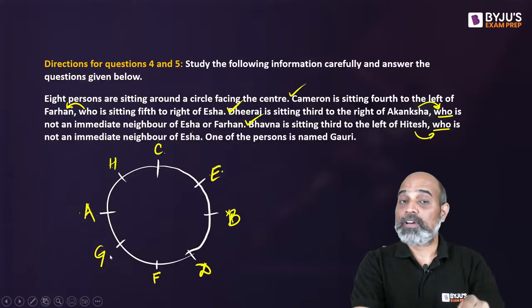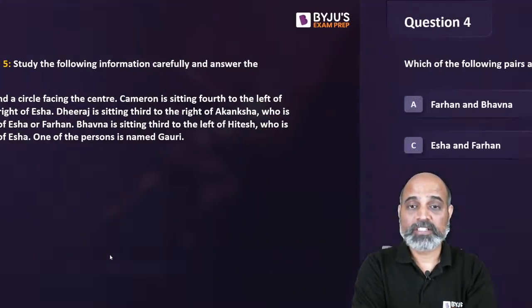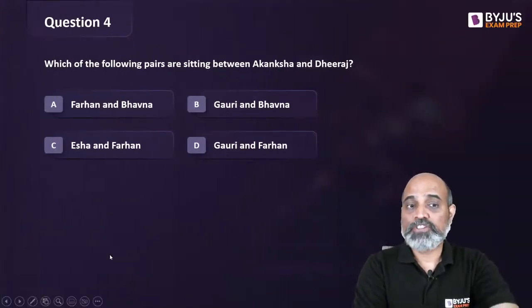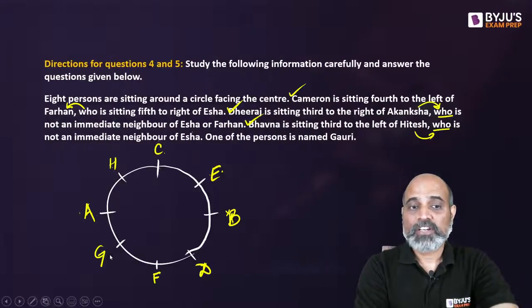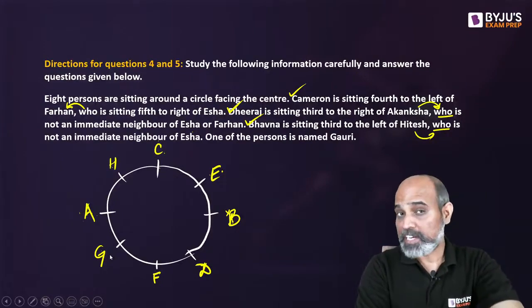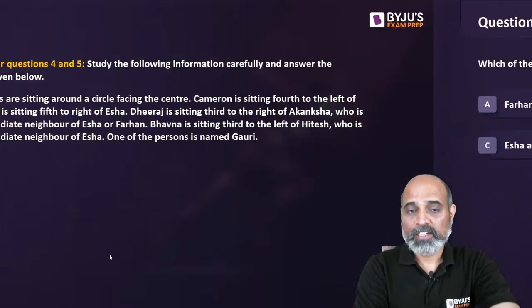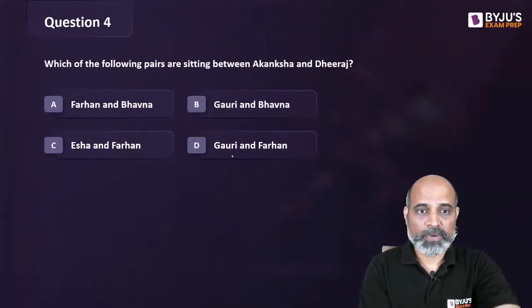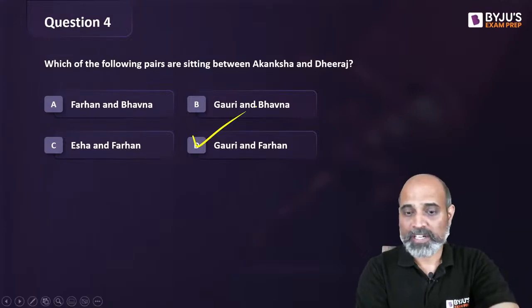Okay. Now, let's look at the questions. The first question says, which of the following pairs are sitting between A and Dheeraj? So between A and Dheeraj, which are the 2 people seated? Pair means two. It's G and F, Gauri and Farhan. So it's going to be Gauri and Farhan. Option D.